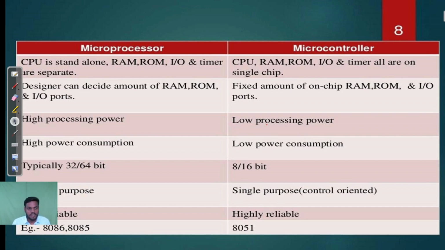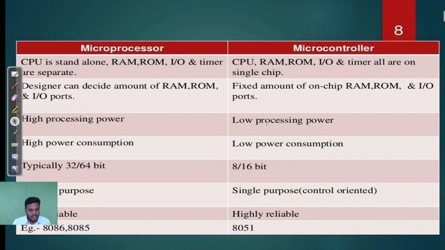With a microprocessor, the designer can design any amount of RAM, ROM, and input outputs. It is specific-application oriented. If a system requires a larger number of input output ports, you have to stick with a microprocessor. If the general input output ports can be placed in a microcontroller, and you have to use only 3 to 4 pins, then you go with a microcontroller. A microprocessor has high processing power and high power consumption.